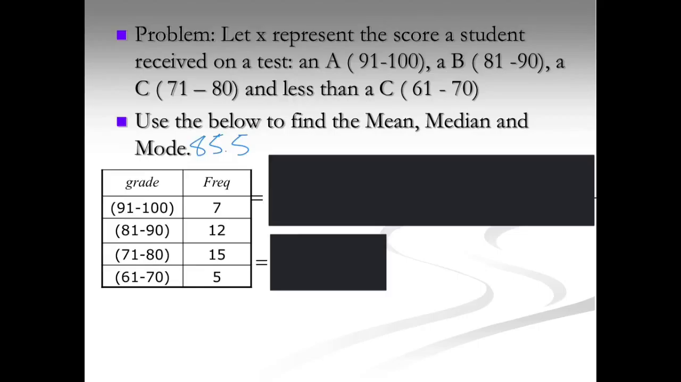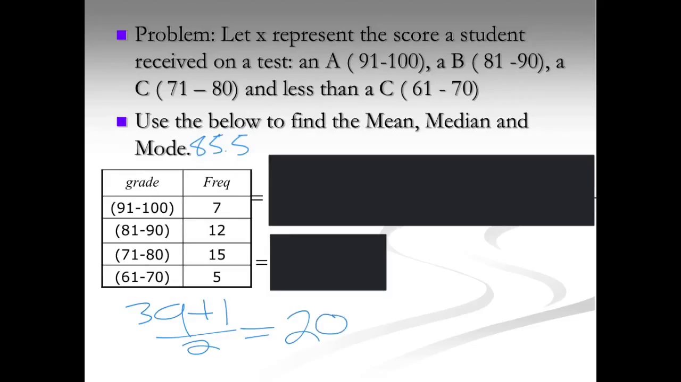For the median, we want to find the middle number. And to do that, we need to figure out how many people we have, or what is our total frequency. So by adding up our frequency together, we get that we have a total of 39 people, or 39 test scores. We then want to find our median by using our formula, n plus 1 over 2, which tells us that we want to find the 20th frequency.